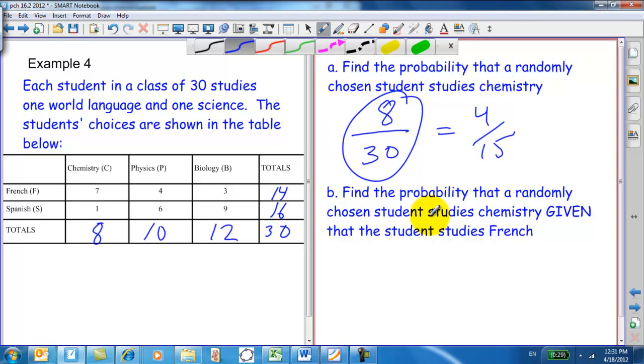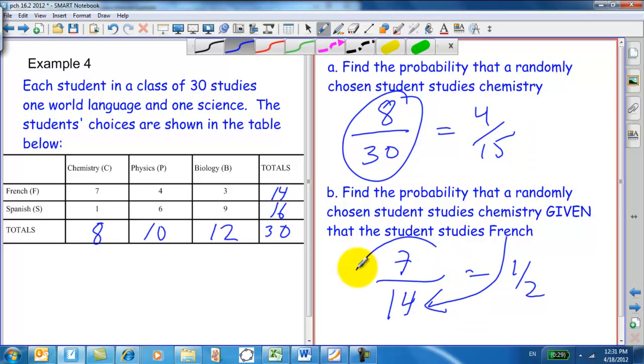Find the probability that a randomly chosen student studies chemistry, given that the student studies French. So now, given that the student studies French, we can only look at the 14 French students. That becomes our new condition. So I'm only looking at this row. And in that row, how many study chemistry? 7. 7/14, which equals a half. A half and 4/15 are not the same. So we can see we've set up and established a dependency here.